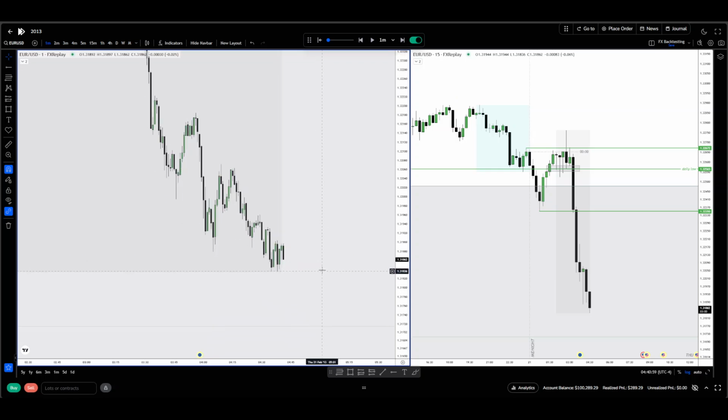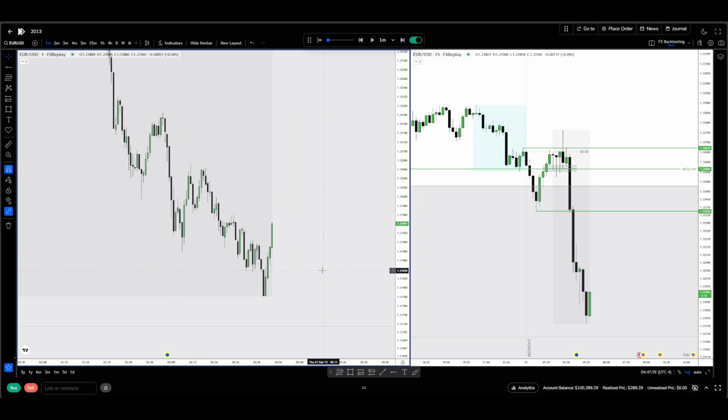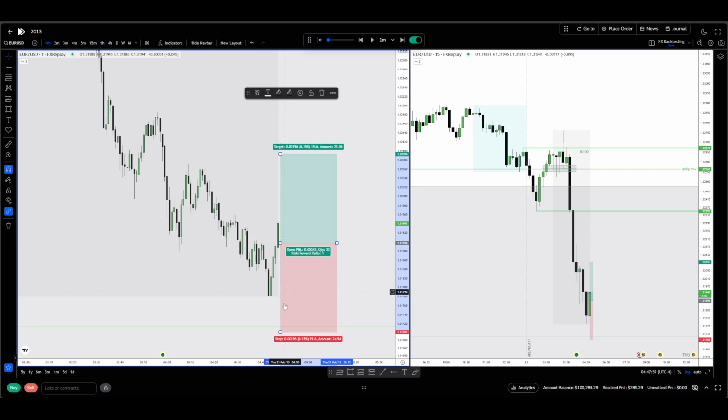Now I'd like to have market structure in my favor. Like this. We took out all those lows, equal lows, equal lows. Now those lows are taken, and these highs are also taken. So I'd like to go long, somewhere here.